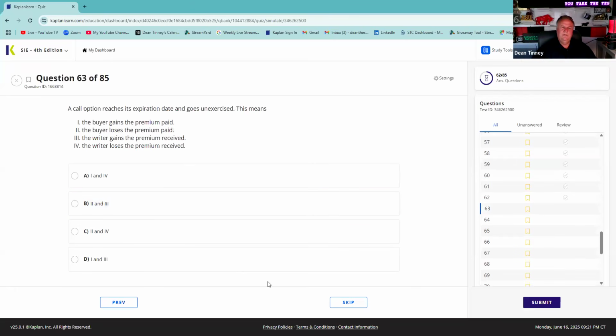A call option reaches its expiration date and goes unexercised. This means the buyer loses the premium paid, because it's a call option that reaches expiration and gets unexercised.